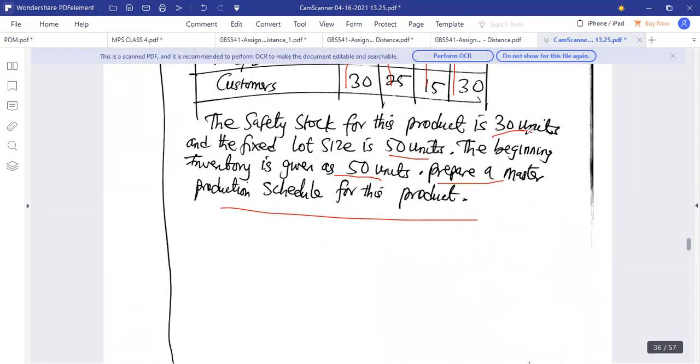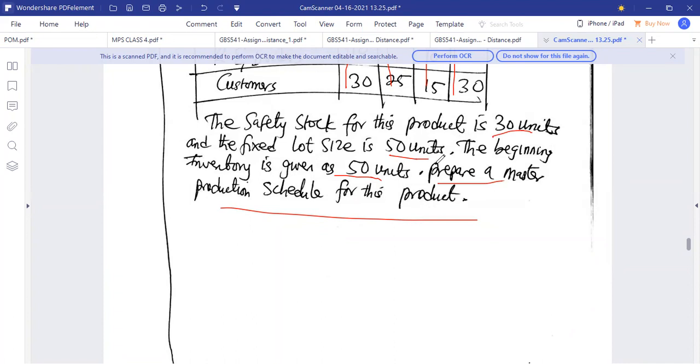Now the fixed lot size is 50 units. So whatever we are doing, the fixed production is 50 units. If 50 units are not enough, you can produce 100 units. So it's more like you're producing in batches of 50. If 50 is not enough, you can produce 100 units; if 100 units are not enough, you can produce 150 units.